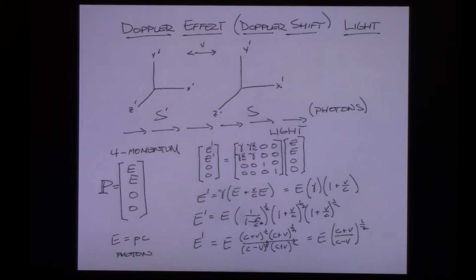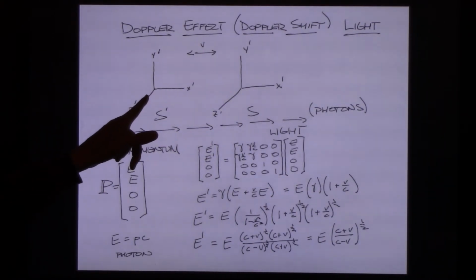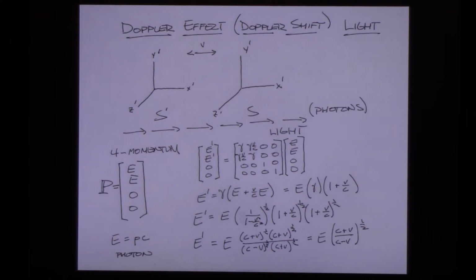Now, the speed is always the same, but the energy and momentum is not. So as we move from one reference frame to another, the energy of the light, the energy of those photons, and the momentum of the photons will be measured to be a different quantity.